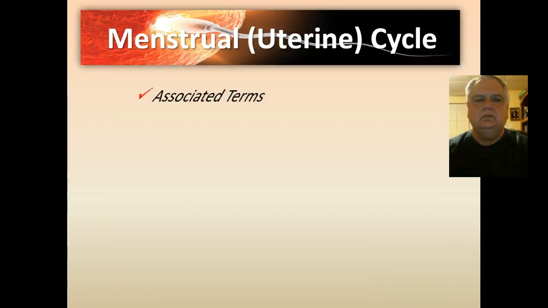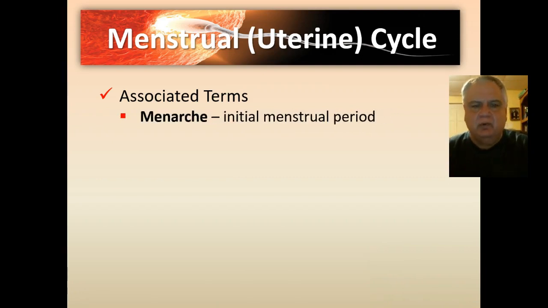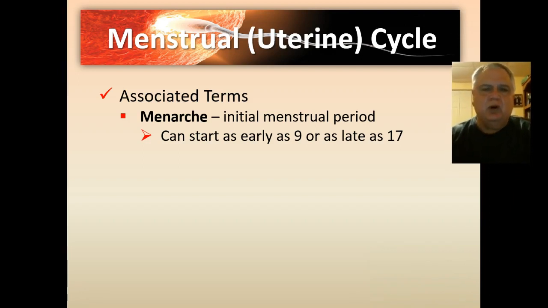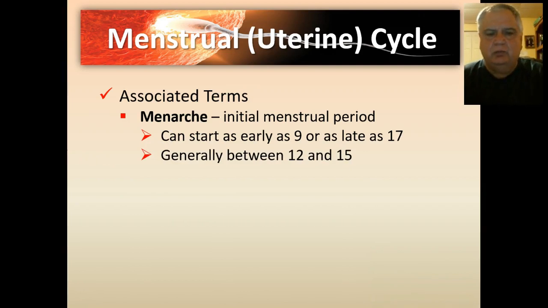Okay, we'll wrap things up here on the female reproductive anatomy just by talking about some associated terms that you should be familiar with. The first term is menarche. Menarche is the initial menstrual period. So the first period the female has at puberty is called menarche. This can start as early as 9 or as late as 17, though these days it seems to be occurring earlier and earlier. But the average is somewhere around 12.5 for that initial menstrual period. Generally, it's between 12 and 15, but again, the average is around 12.5.